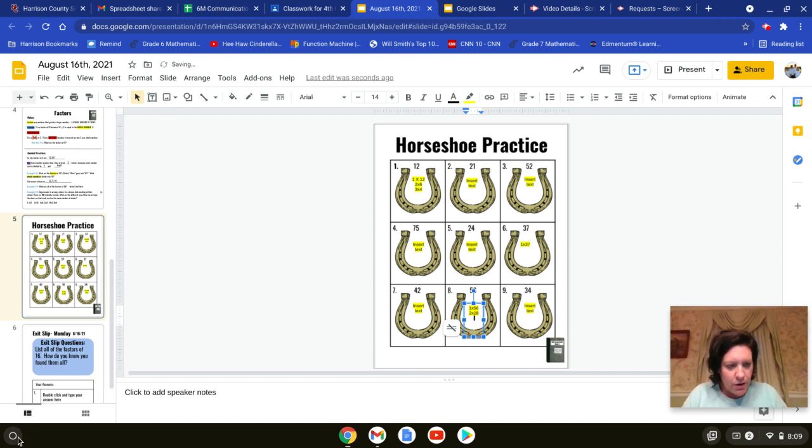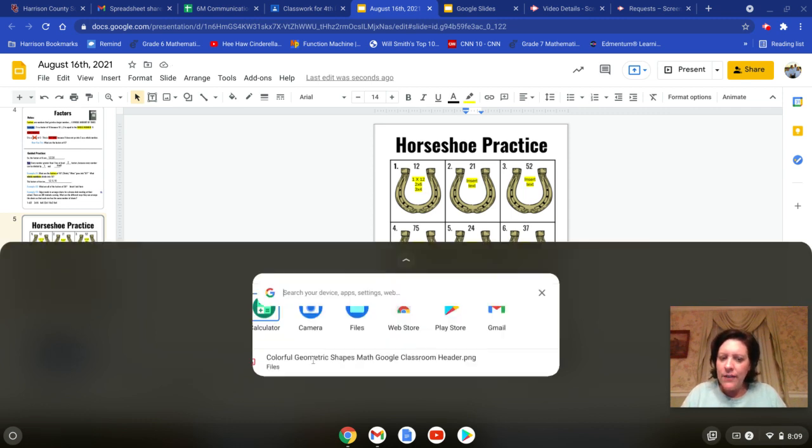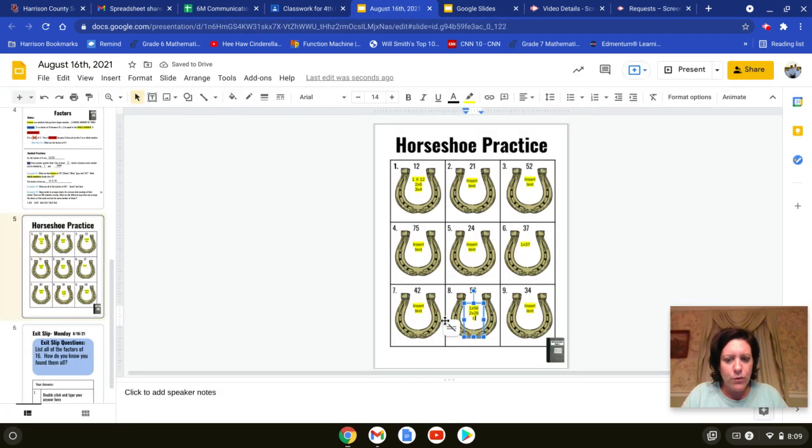There is one down here. Go down here in your little circle and you hit calculator. If it's not down there automatically, you can type the word calculator in and it will pull one up, although it didn't do that for me. All right.